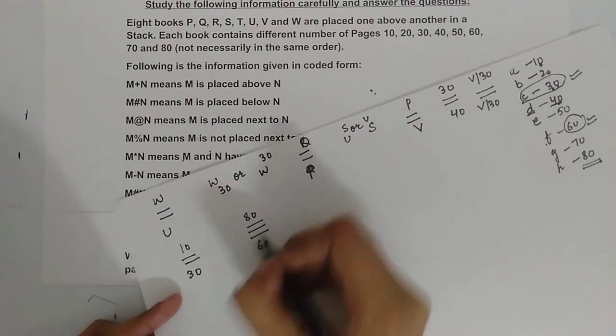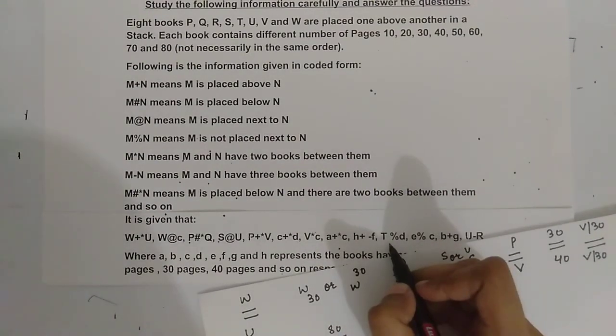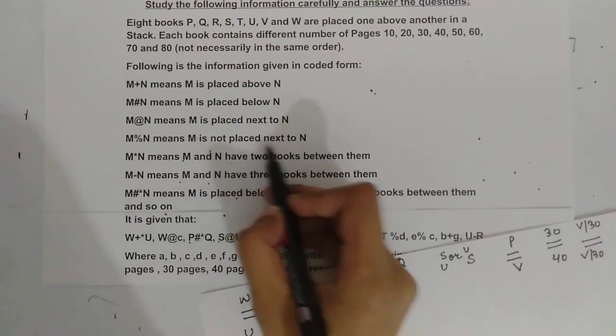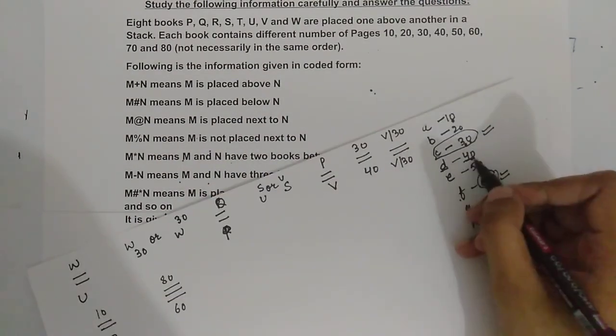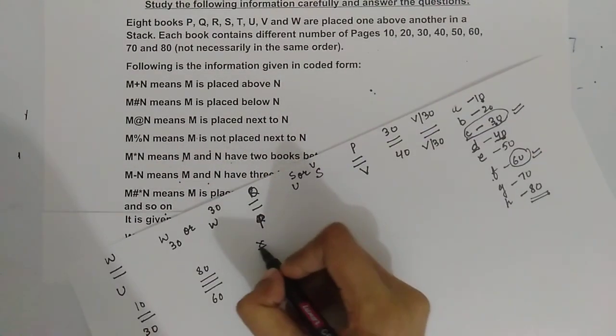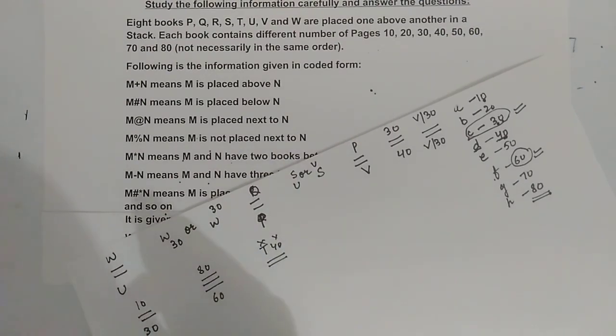So 80 and 60 will have 3 books in between them. See the next one, T percent D. Now what is the meaning of percent? T is not adjacent to the one having 40 pages. D means having 40 pages. So T will not be adjacent to the one having 40 pages.